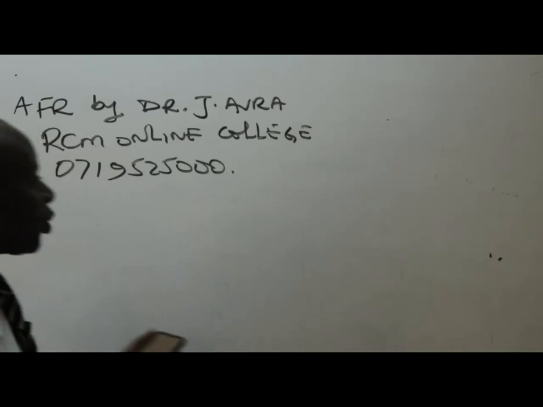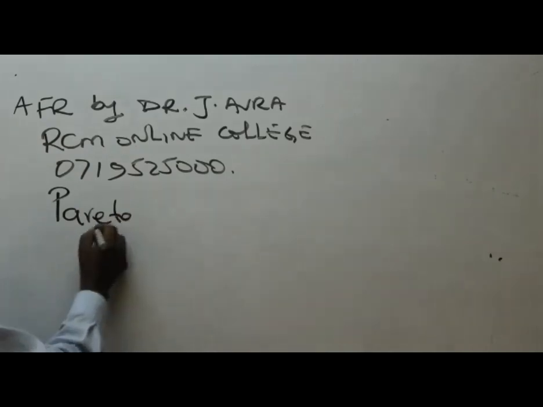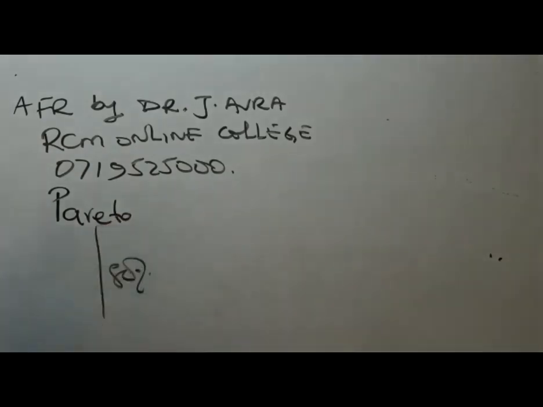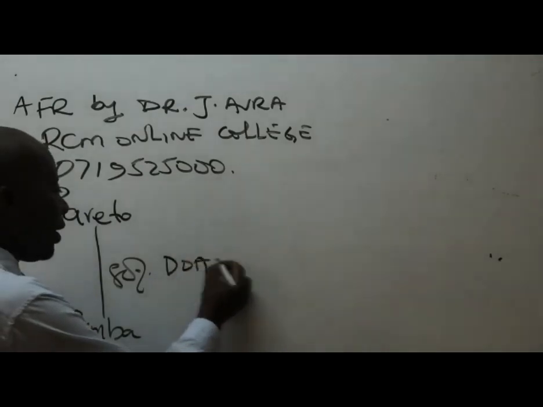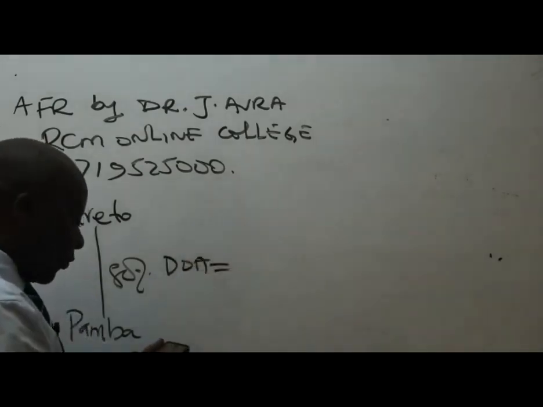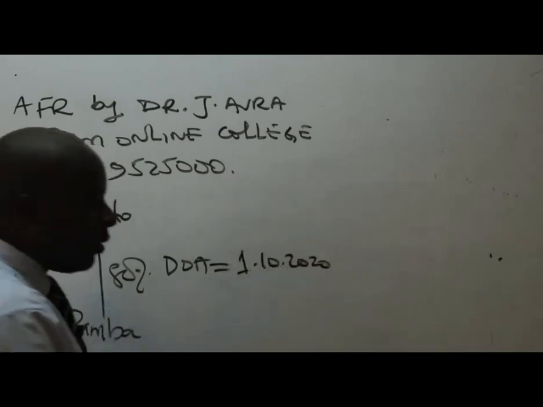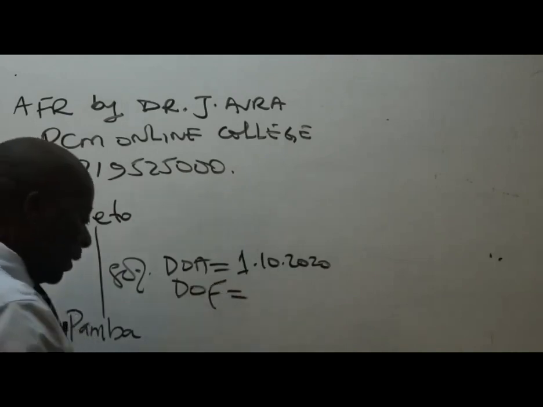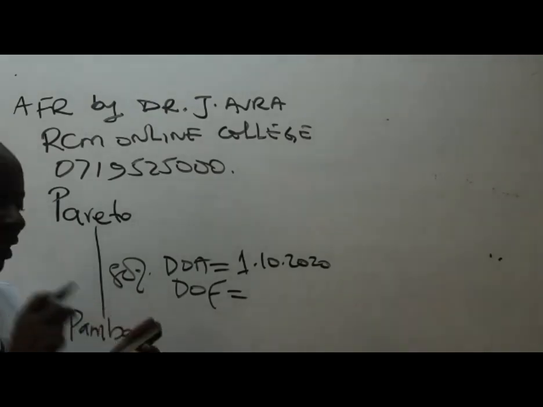interest in Pamba. So we have here Pareto, which acquired an 80% shareholding in a company called Pamba. So when did the acquisition occur? The date of acquisition, you are told here, is 1st of October 2020. How about the date of the financial statements? The date of the financial statements, you can see up there, is 30th June 2021.